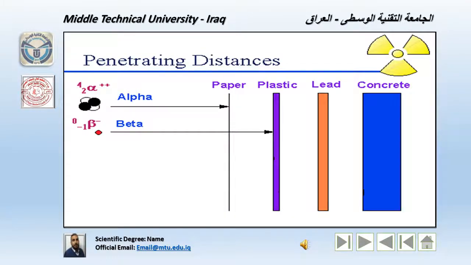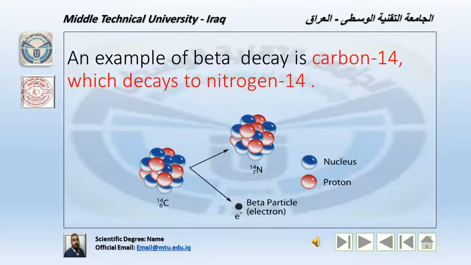This figure represents beta particles, which can be stopped by a sheet of plastic. An example of beta decay is carbon 14, which decays to nitrogen 14.